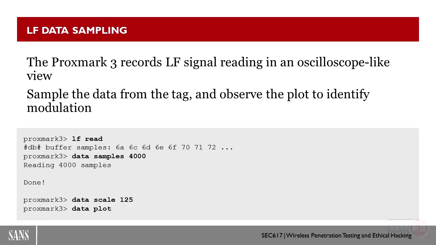And that waveform may tell us some interesting things about the modulation type and even some of the data. Okay. So present the tag, do an LF read, and then tell it how many samples we want. In this case, we've told it to use 4,000 samples. And then we'll take that data and plot the data over time to see what the waveform looks like.